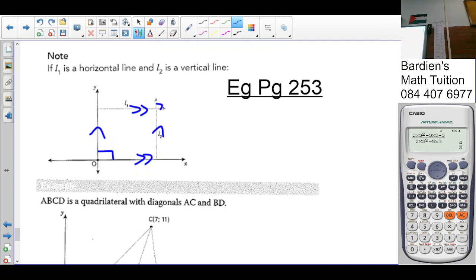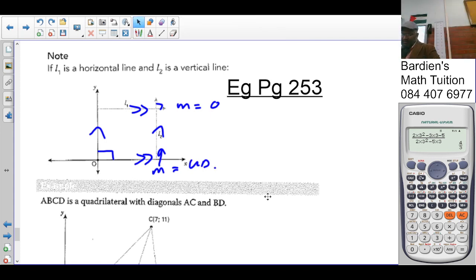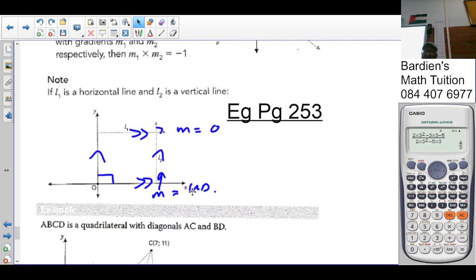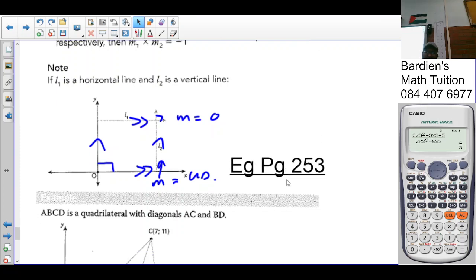Okay? Because the horizontal line's gradient is 0 and your vertical line's gradient is undefined. Not infinity, undefined. So those two lines will be perpendicular again. But that doesn't conform to that formula. You understand? Because if you multiply an undefined number by a 0, you don't get -1. But this is now an exception to the rule. Again, make a note there: if L1 is a horizontal line and L2 is a vertical line, then the lines are perpendicular.